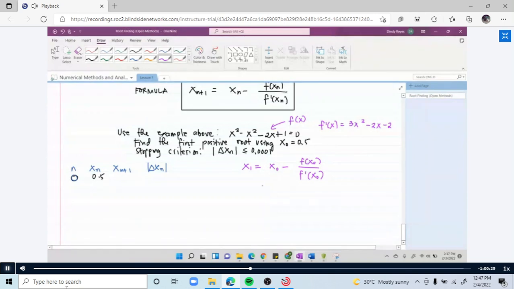Okay? So what is x sub 0? It's 0.5 minus f of x sub 0. So we substitute 0.5 here. So that's 0.5 cubed minus 0.5 squared minus 2 times 0.5 plus 1 over f prime of x sub 0. So ito naman, we have to substitute 0.5 here in this derivative. So that's 3 times 0.5 squared minus 2 times 0.5 minus 2.